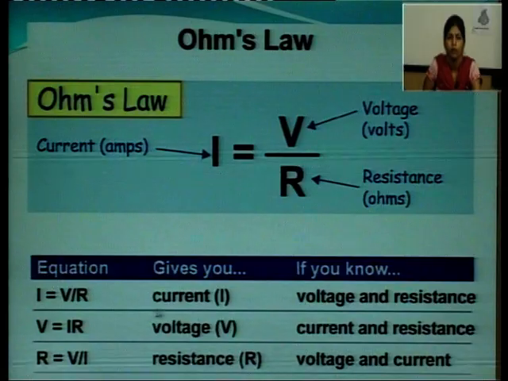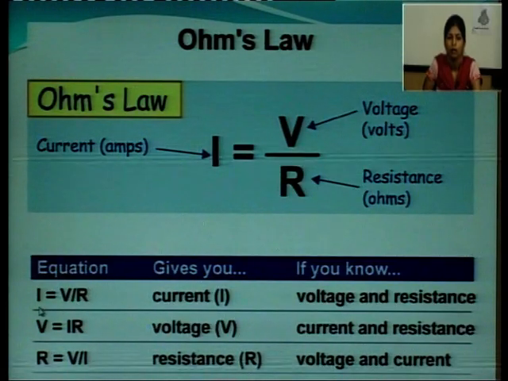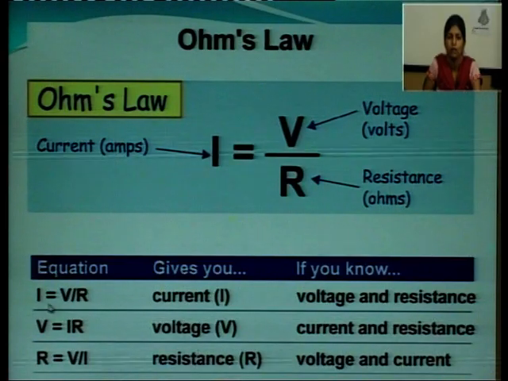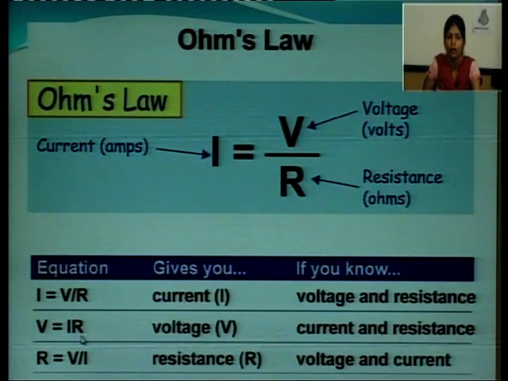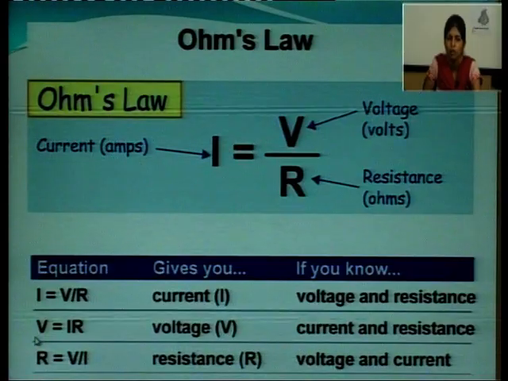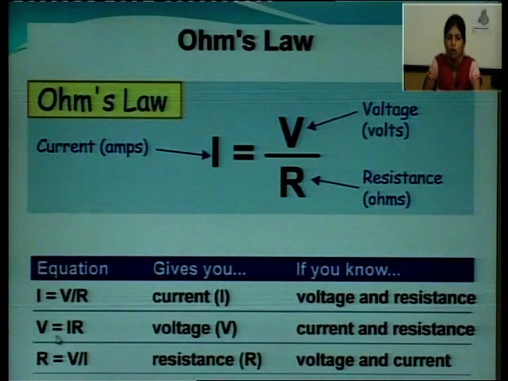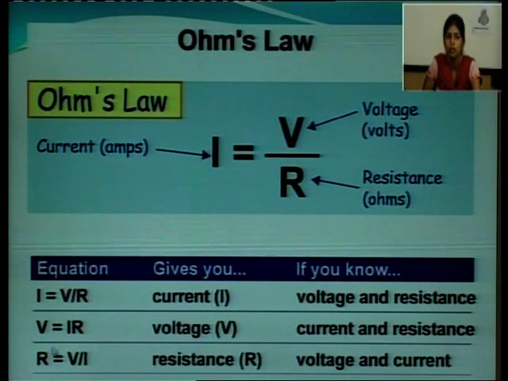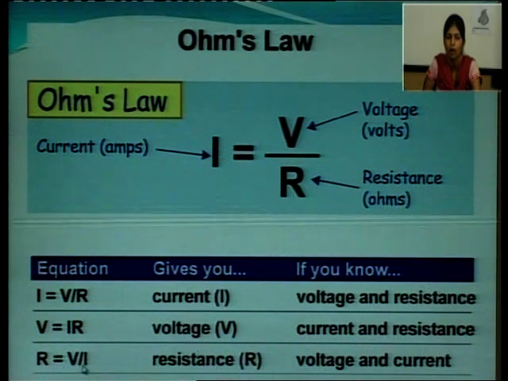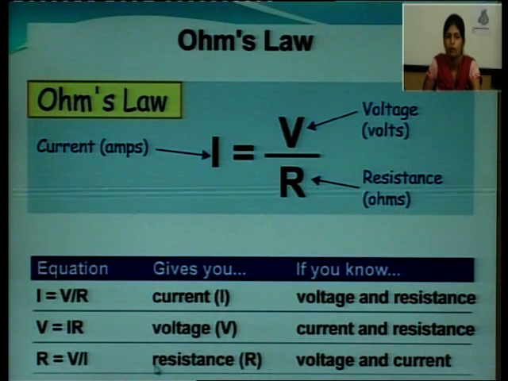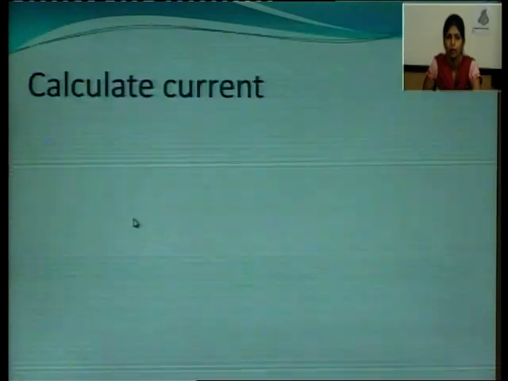So if we know the voltage and resistance of any circuit, then the current is given by V upon R. Now if current and resistance are given, then we can calculate the voltage by using the relation V is equal to IR. And similarly, if voltage and current are given for any circuit, then by using the relation R is equal to V upon I, the resistance of that circuit can be calculated.